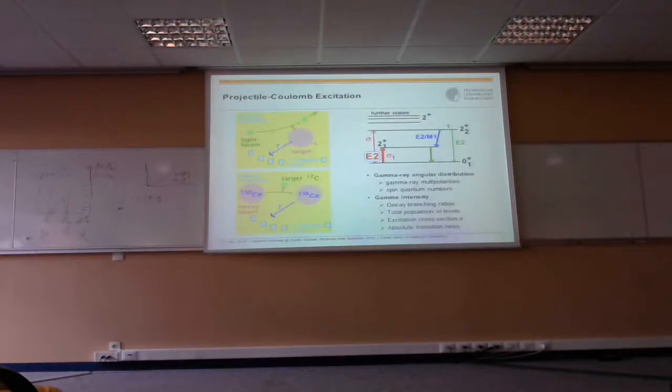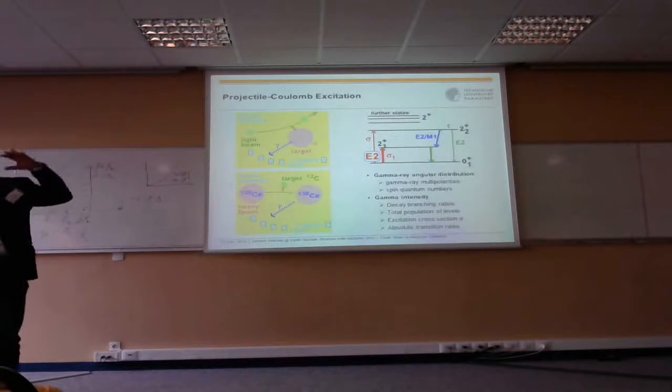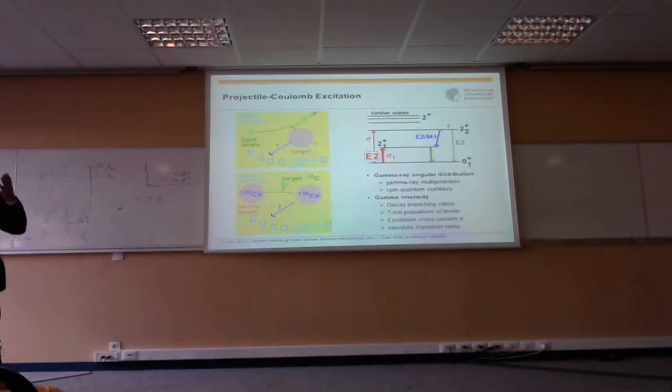You need to know them because you also want to extract the E2 to M1 multipole mixing ratios, because you want to finally measure an M1 transition strength. And you can measure spin quantum numbers, so you can make sure that you see 2+ states, or that you can distinguish the 2+ states from 3- states or 4+ states.